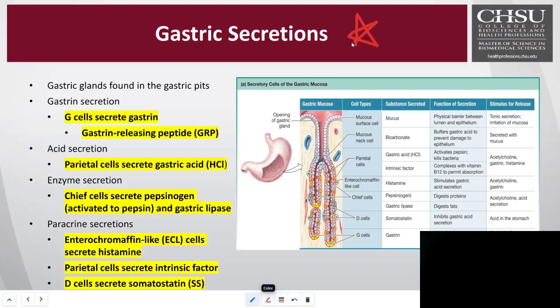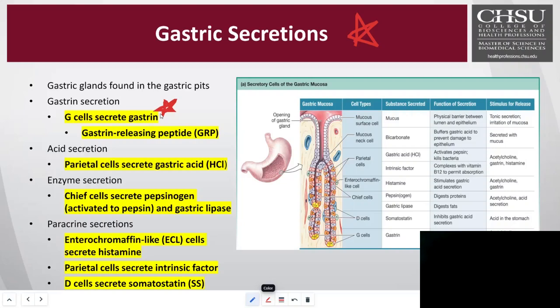Okay, so you can use the board if you like. If you use the PowerPoint, just highlighting G cells secrete gastrin. This is one of the hormones that favors gastric release. Gastrin has the word gas in there. Its main function is to start to break down fats and proteins. The stimulus and the trigger for gastrin is what? What causes your body to make gastrin?